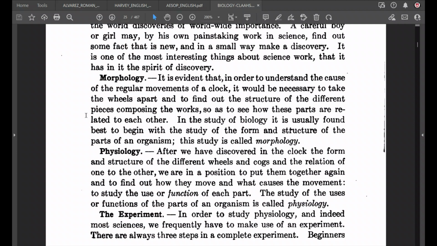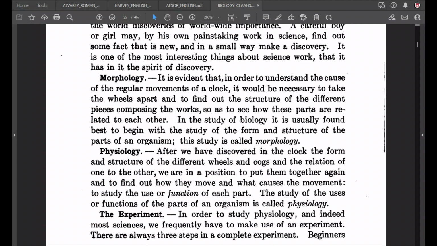In the study of biology, it is usually found best to begin with the study of the form and structure of the parts of an organism. So just like we would study the parts of a clock or of a car, we would take it apart, study the parts, learn each of the different parts' characteristics, and then try to reassemble it and understand how the whole thing works. The same is true in biology.